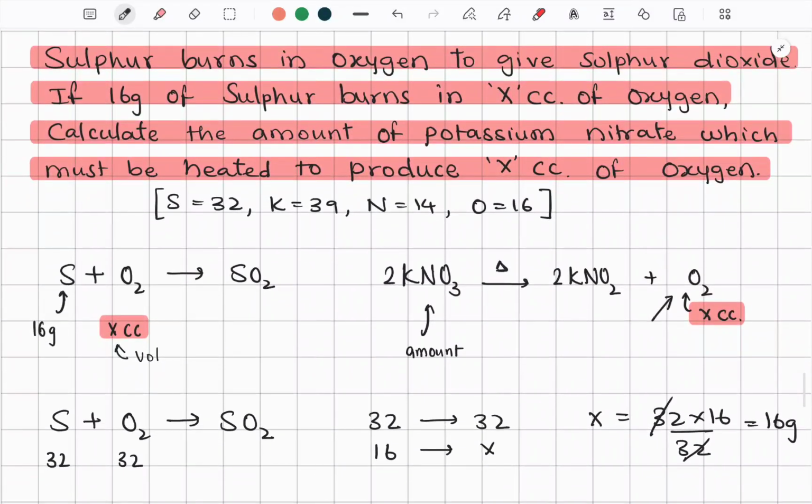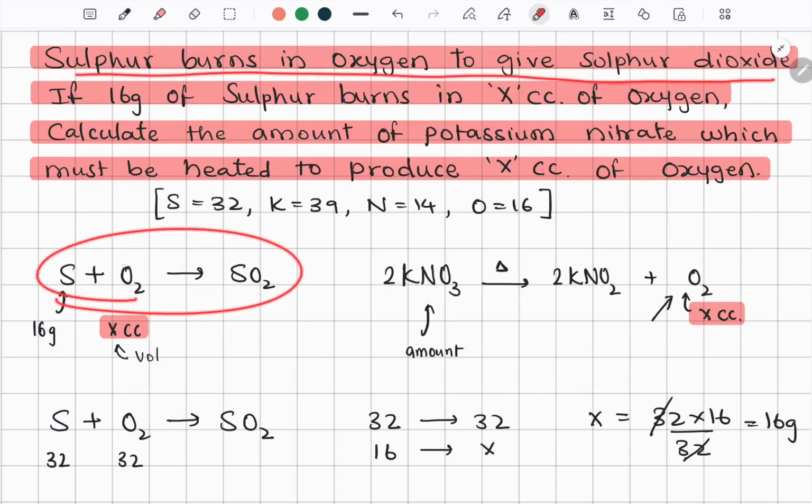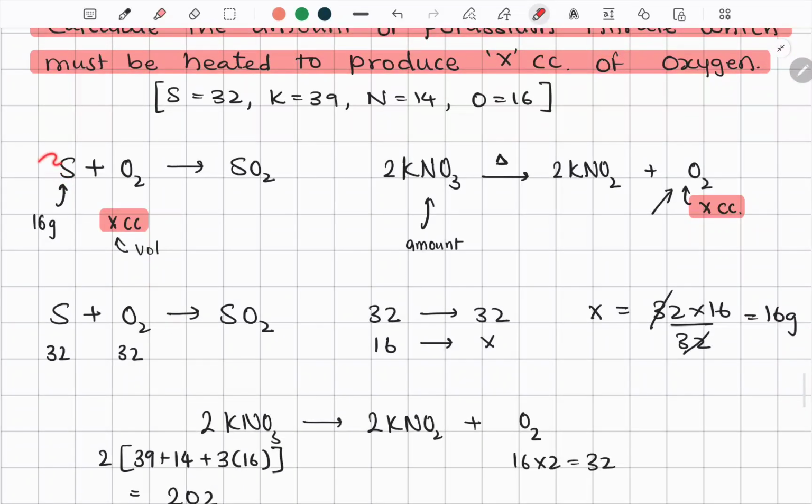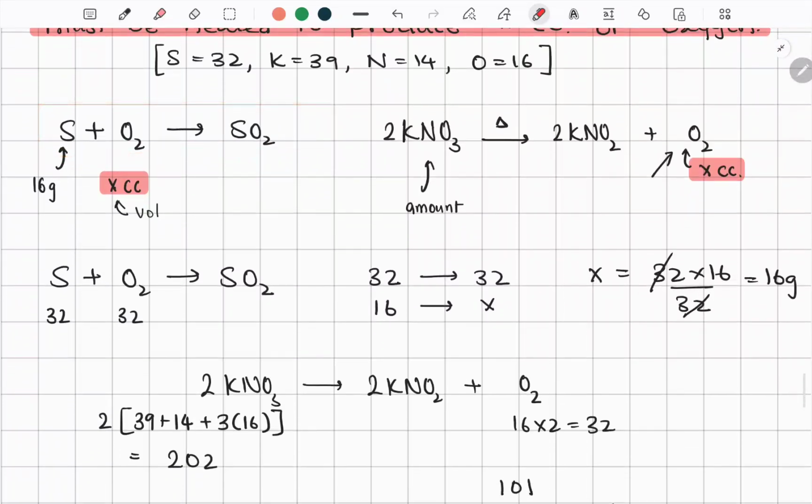Let's see this question once again. It was asked that sulfur burns in oxygen to give sulfur dioxide, and they said if 16 gram of sulfur burns in x cc of oxygen, calculate the amount of potassium nitrate. So what do we do in this type of question? First we calculate the amount of oxygen required. By the unitary method, 32 gram of sulfur requires 32 gram of oxygen, then 16 gram of sulfur would require x gram of oxygen. That gives the amount of oxygen required to burn the 16 gram of sulfur.